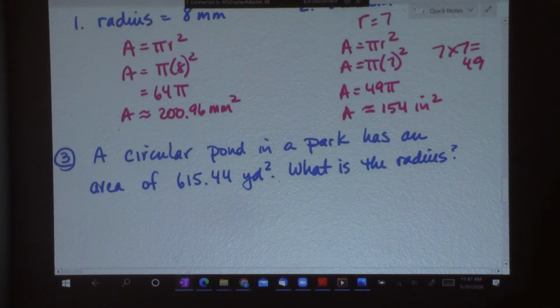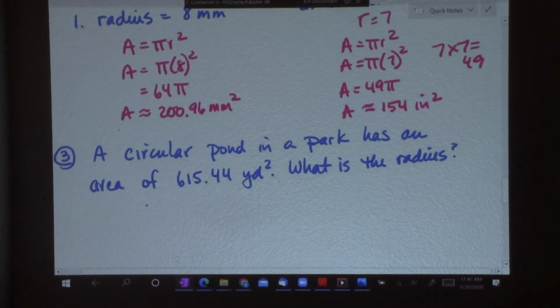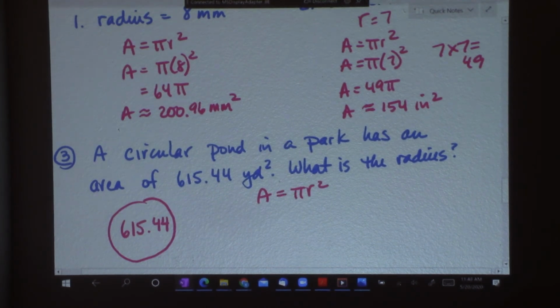All right, so here's the next one. A circular pond in a park has an area of 615.44 square yards. What is the radius? So this time I know the area in my formula, but I don't know the radius, okay? So I'm going to put 615.44 in for the A. And I'm going to try to solve for that.